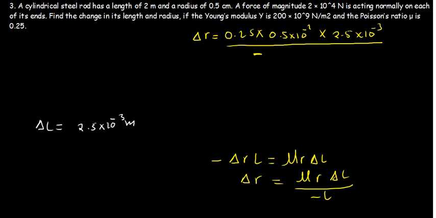The actual length, we can see that is a 2, and so that will give us a change in radius that is equal to negative 1.56 times 10 to the power negative 6 meters. So that is going to be the change in length.